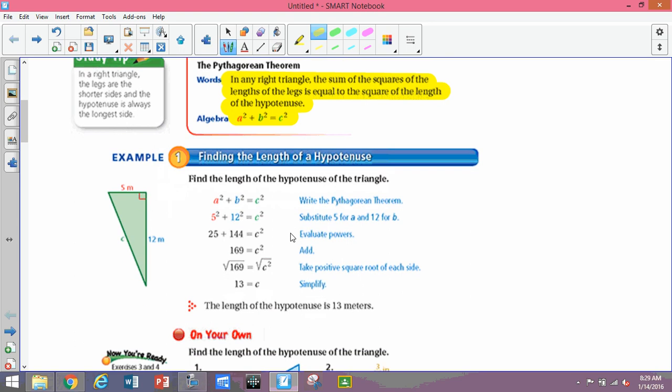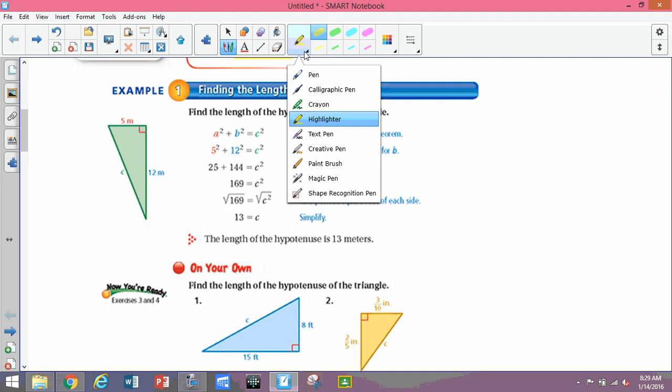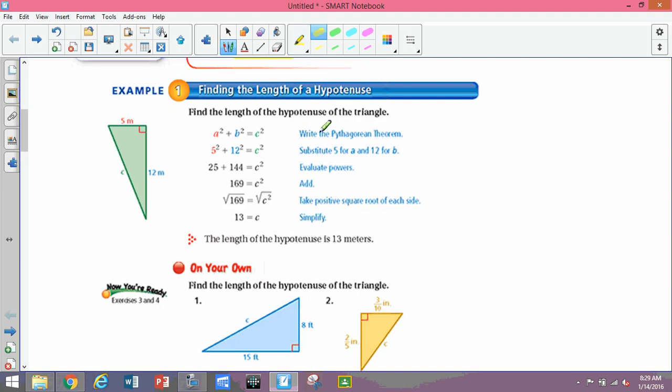So to solve right triangles, you essentially are going to be looking for a missing side. You could be missing A, you could be missing B, or you could be missing C. This first lesson is when you are missing C, the hypotenuse. The first thing you're going to do is write the Pythagorean theorem. You always write out the formula. You write it out so that your work is organized on your paper, but also so that you remember it.